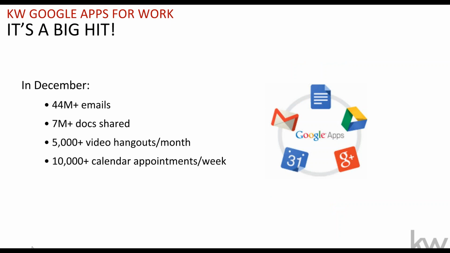Now, I'm sure some of you have people in the office that aren't using it. I took the slowest month of the year, which is December, and just pulled some quick stats on how popular it is right now. In December alone, we had over 44 million emails sent, had over 7 million documents that were shared back and forth. We had over 5,000 video conference calls with Google Hangouts, and we had well over 10,000 appointments per week just in the month of December alone. So that's the slow month. So if somebody feels that they're not using or it's not popular, they're definitely in the minority. Google Apps for Work has been a really nice success for us.